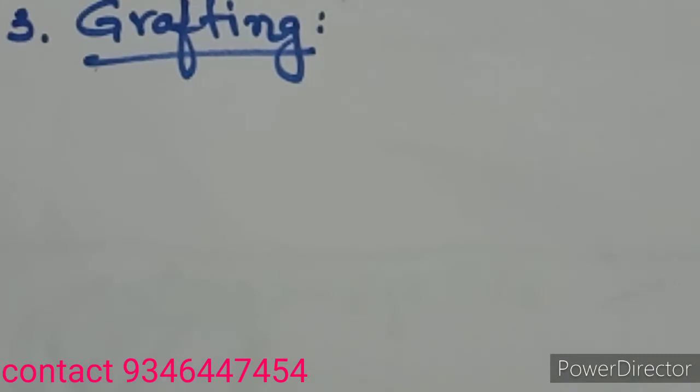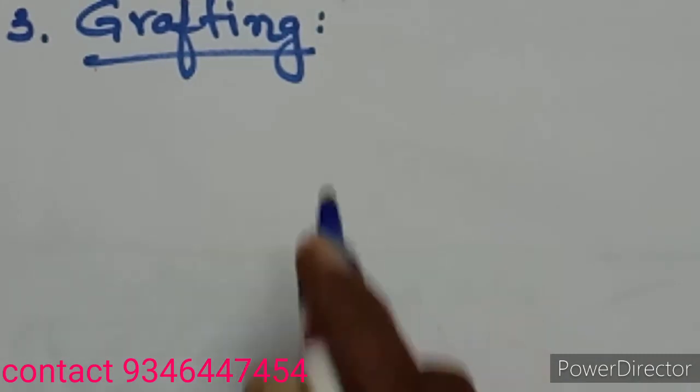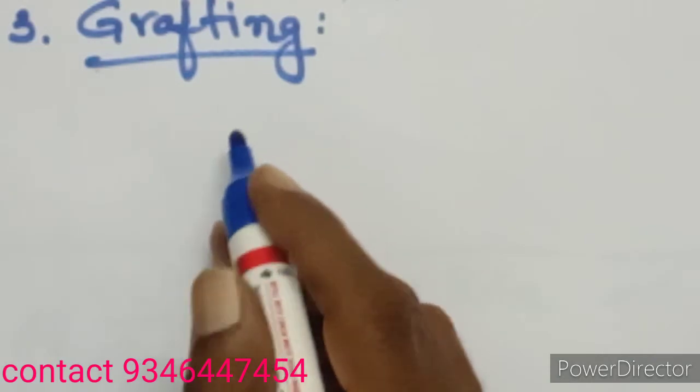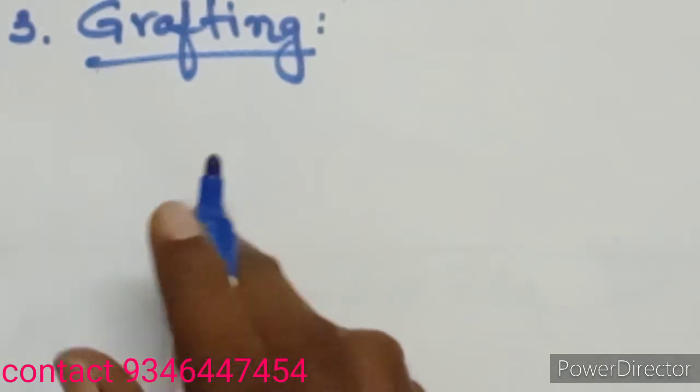Okay, now the next method, the grafting method. Through this method also we can produce new plants. Then what is the grafting method? How do we produce new plants? If we need specific characters in any species of plants, we can use this grafting method.